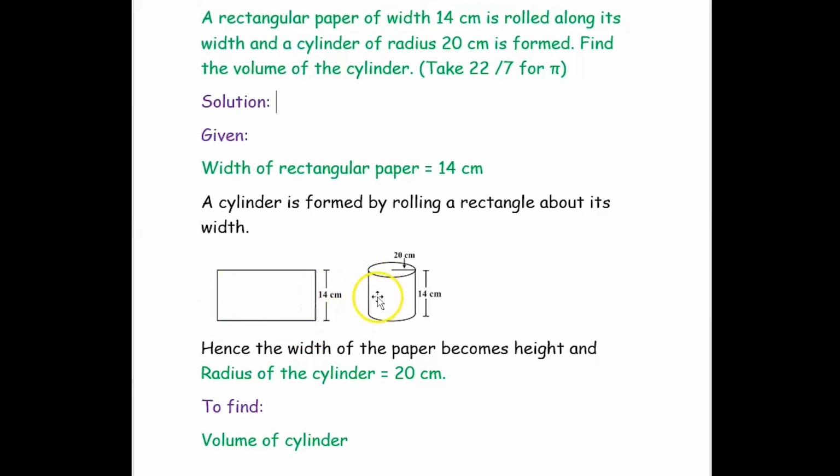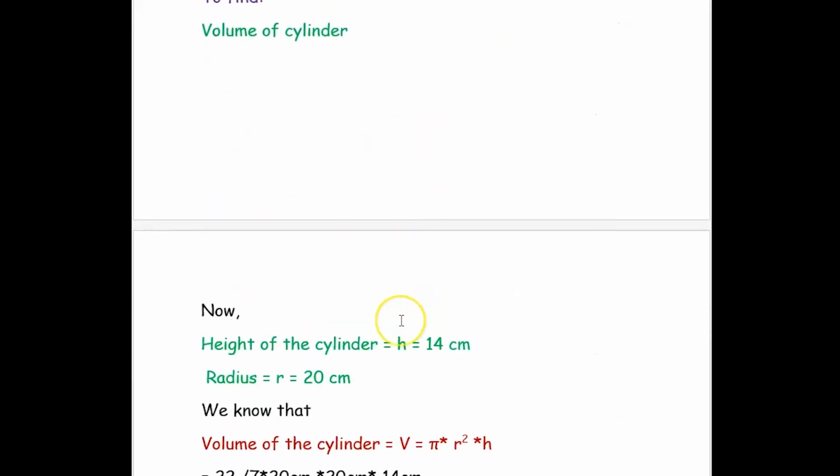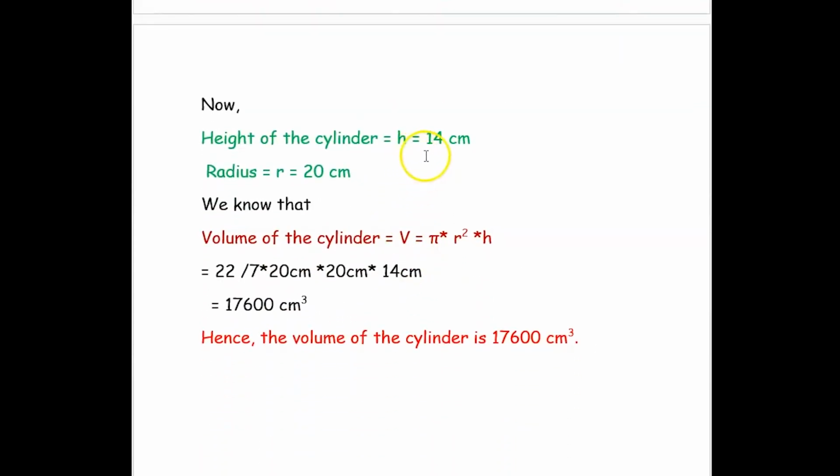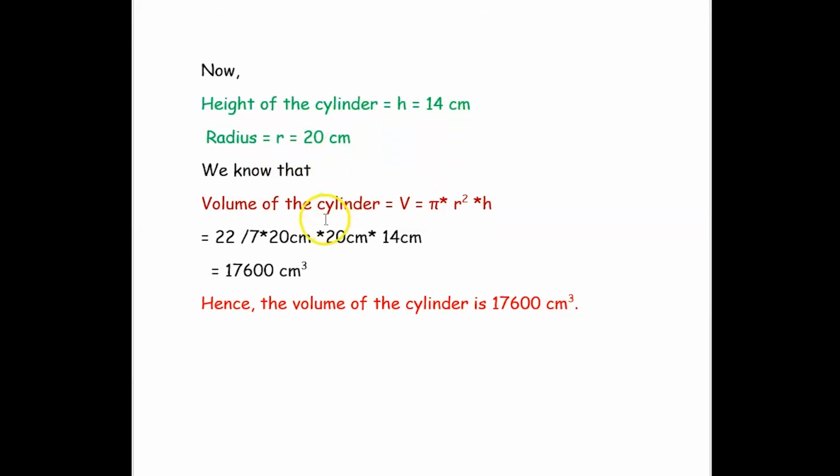If you roll the rectangular sheet, your shape will be like this. Now this 14 will become the height of the cylinder, and the radius of the cylinder formed is given as 20 cm. We want to find the volume of this cylinder. So the height of the cylinder is 14 cm and the radius is 20 cm. The formula for the volume of a cylinder is pi r square h, that is the area of the base into height. The base is a circle, so its area is pi r square.